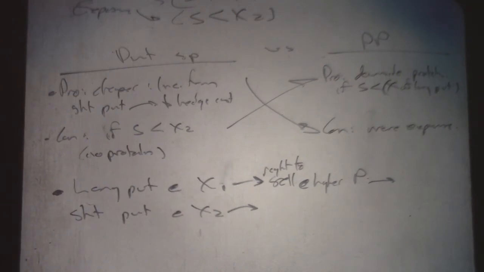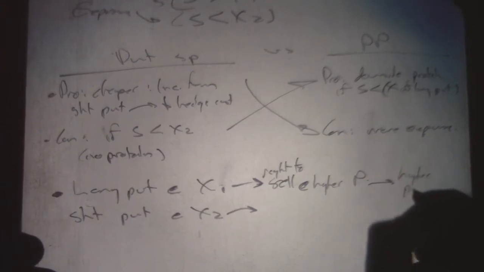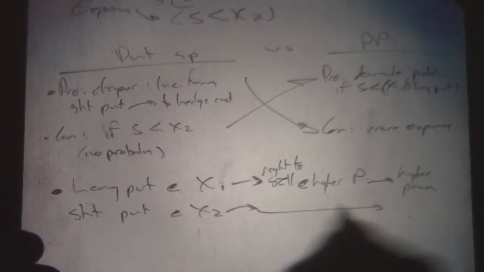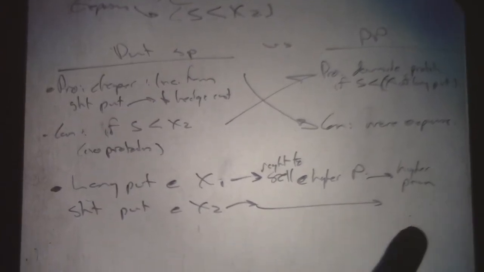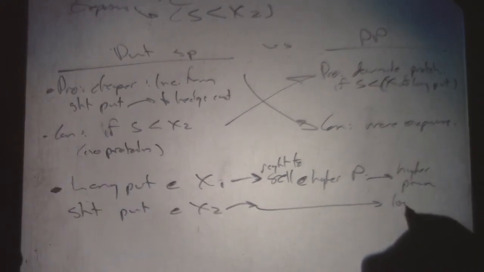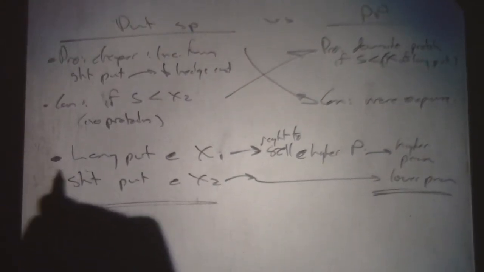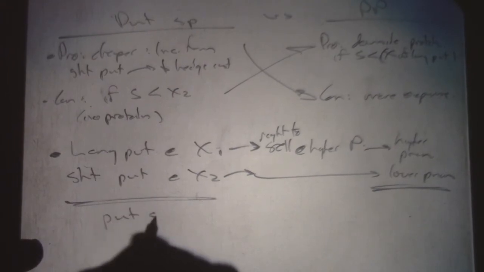Therefore, it's going to be the cheaper put or the more expensive put? More expensive, right? So this is going to be the higher premium. And that's it. If that's the higher premium, this will be the lower premium. And where are we going with this? So therefore, combined is the put spread.